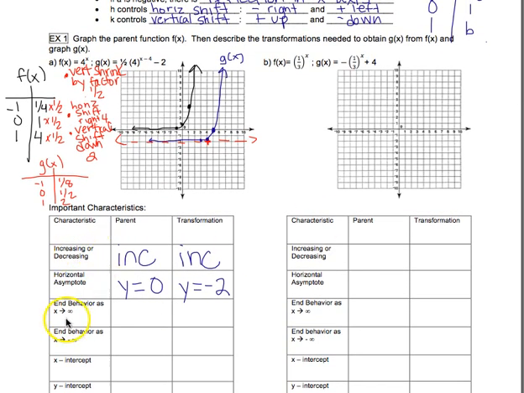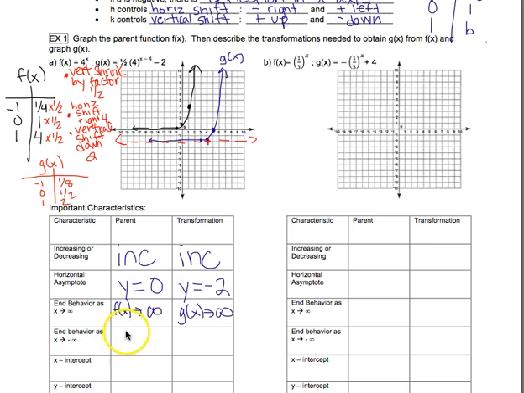End behavior is x approaches infinity, meaning on the right. So in this case, on the right side, both f of x and g of x are going toward infinity. So f of x approaches infinity, and g of x happens to do the same thing. End behavior as x approaches negative infinity. That means what's happening on the left. Where is the y value going toward?